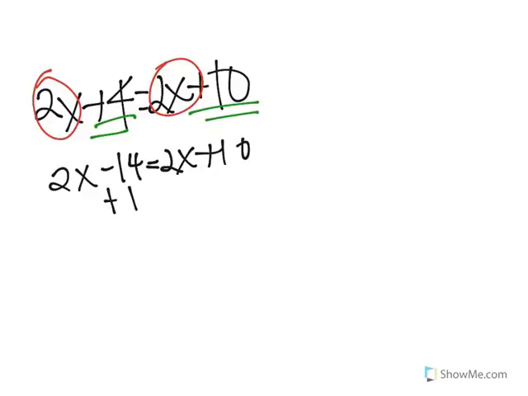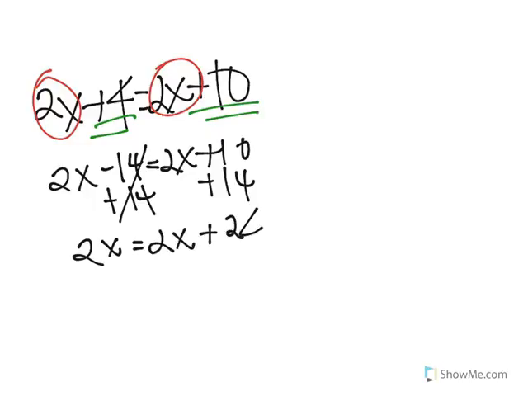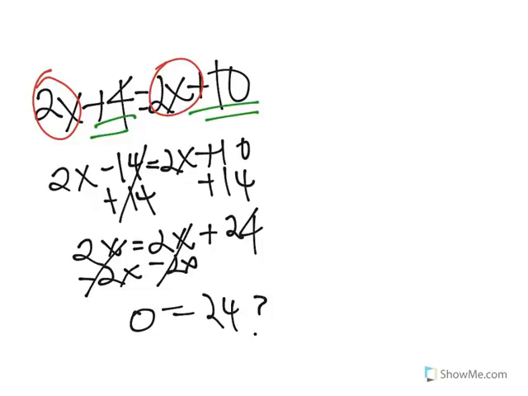All right, so we're going to add 14, 2x equals 2x plus 24, which is 2x minus 2x. Now, how could 0 equal 24? 0 will never equal 24. There's no value that makes this equation true ever. Therefore, there is no solution.